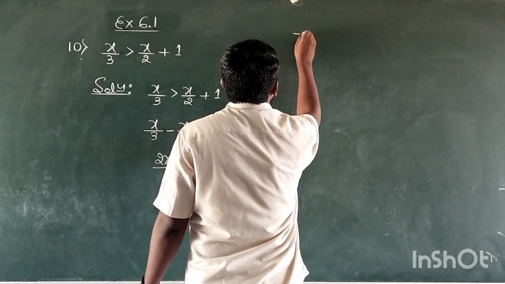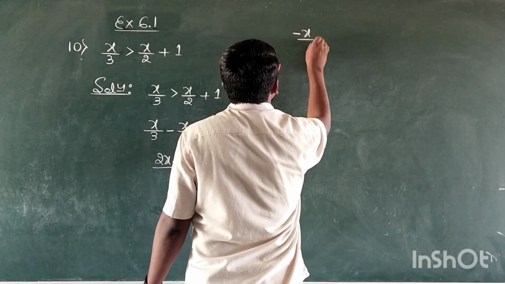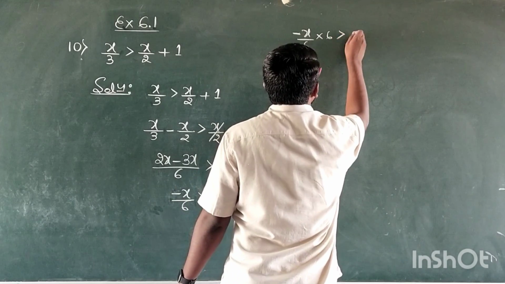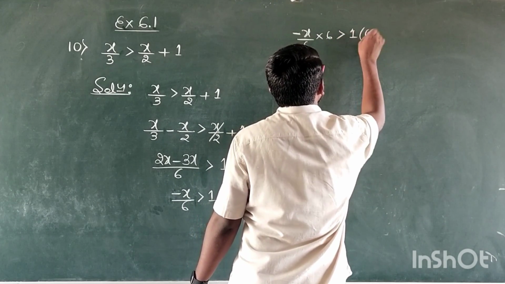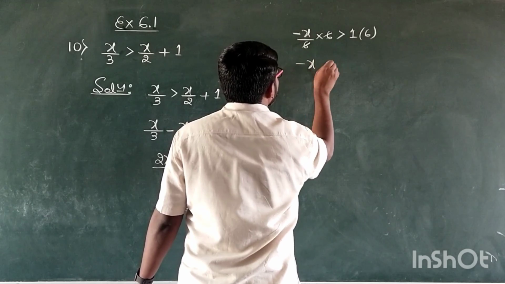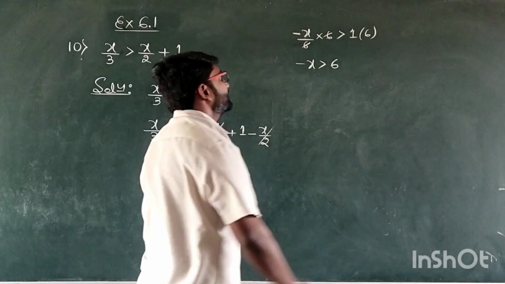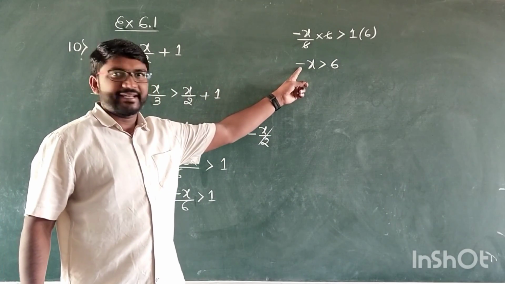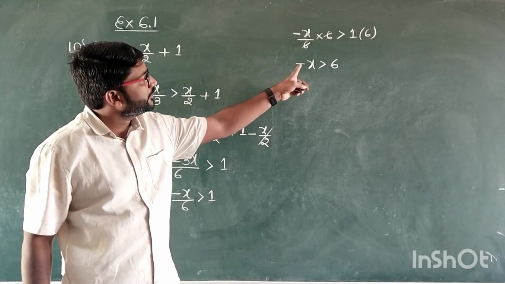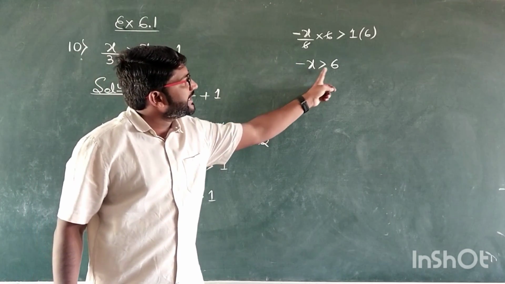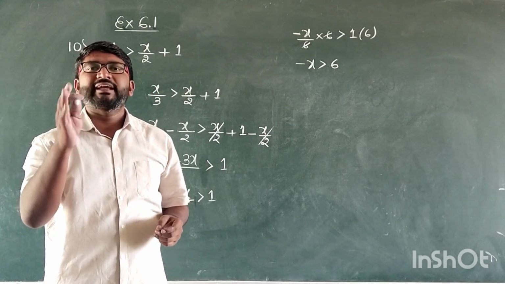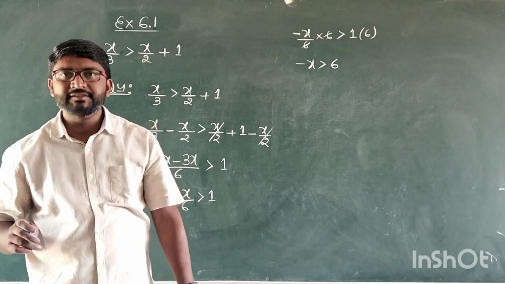So here minus x by 6 multiplied by 6, then greater than 1 into 6. So now these two get cancelled. We have minus x greater than 6. Now again minus is an extra term here. Minus is nothing but minus 1. To eliminate this, both the sides we will have to multiply by minus 1. Whenever you multiply by the same negative number, the sign of inequality is reversed.